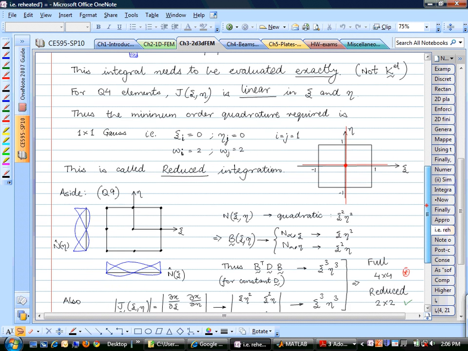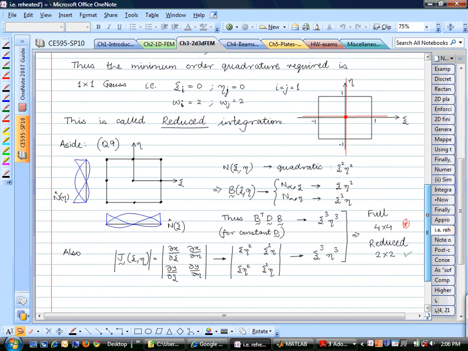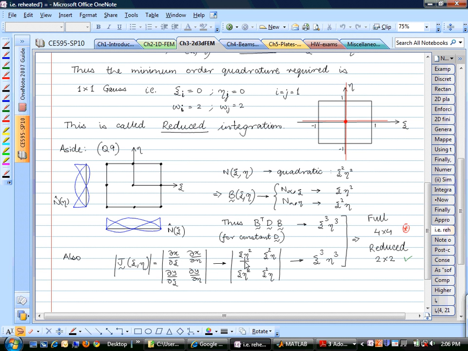So anyway, in this case you can see for Q9, the Jacobian turns out to be C times eta square, and the proportionality order of all these terms is given here. If you calculate the determinant of this Jacobian, that turns out to be C to the power 3, eta to the power 3, and that means you can use reduced integration, which is of 2 cross 2 order.